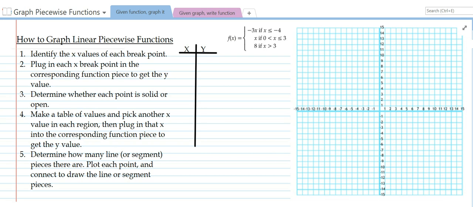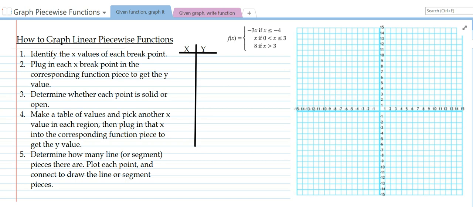We're going to learn about piecewise functions and their graphs. In the first example, we are given the function and we're going to graph it. And in the second example, we will be finding the function given the graph. I've written 5 steps in here.